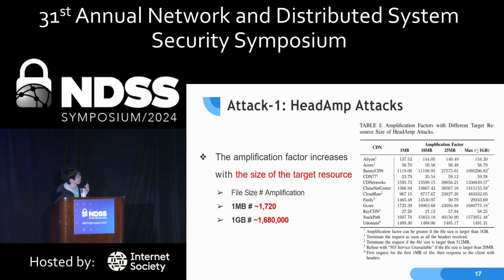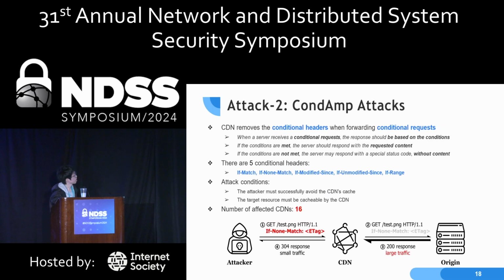As you can see from the table, for a common 1 megabyte file, the amplification factor can be 1,720. If the file size is 1 gigabyte, the factor can reach up to 1.68 million. The second attack is the ConTamp attack.